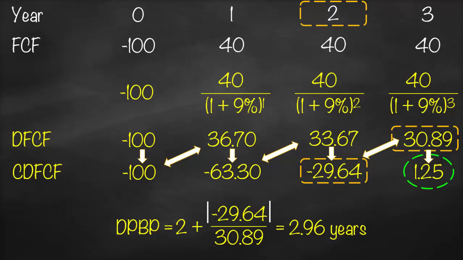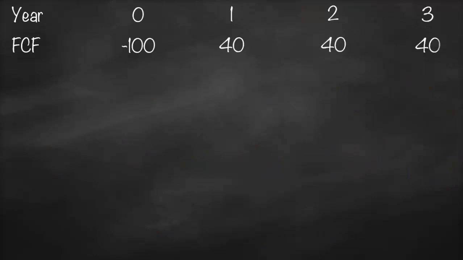Then let's have the same example, but we will consider our second scenario, which means we have a WACC equal to 9.7%. So we will have here the same 3 years. Our free cash flow is negative 100, 40, 40, 40. Then we need to calculate the discounted free cash flow. For the first year, it will be the same. And then I will use a discount rate of 9.7%.